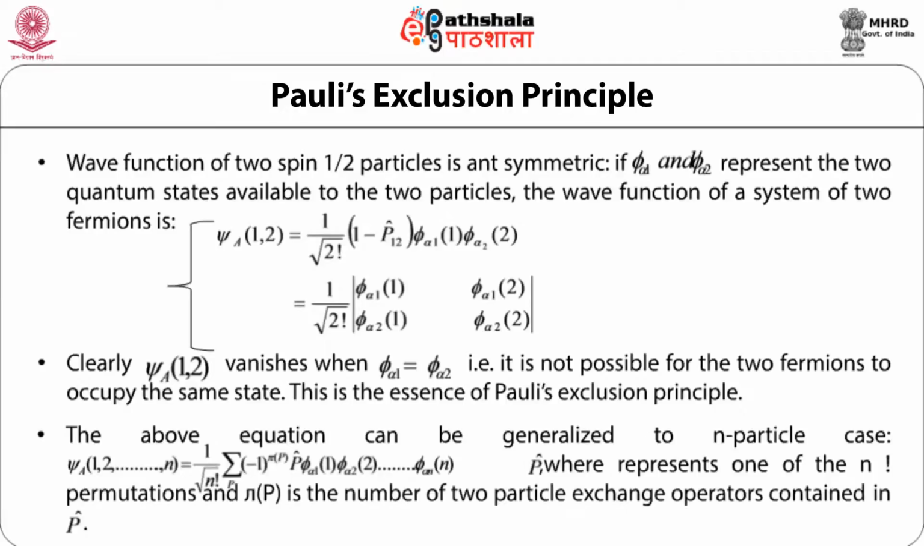The above equation, written for two spin half particles or two fermions, can be generalized to the n particle case and can be represented mathematically as ψ_A(1, 2, ..., n) is equal to 1 upon root n factorial times the summation over p of (-1) to the power π_p times the permutation operator p acting on the states φ_α1(1), φ_α2(2), and so on, and φ_αn(n), where p represents one of the n factorial permutations and π_p is the number of the two particle exchange operators contained in the permutation operator p.